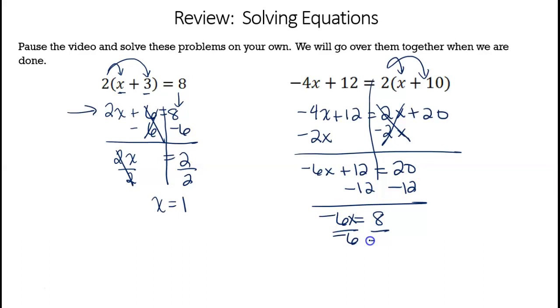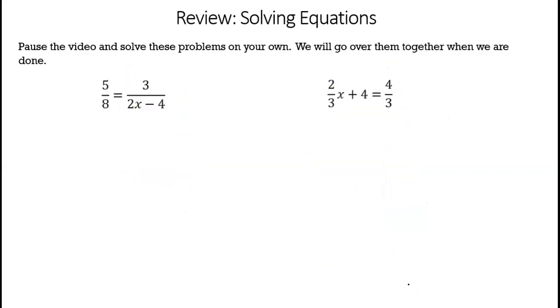divide both sides by negative 6, and so it's okay to just leave this as a fraction, but we should reduce. 8 and 6 are both divisible by 2. 8 divided by 2 is 4, and 6 divided by 2, that should be 3. Nice job. All right, pause the video and try these problems on your own. We'll go over them together when we're done.